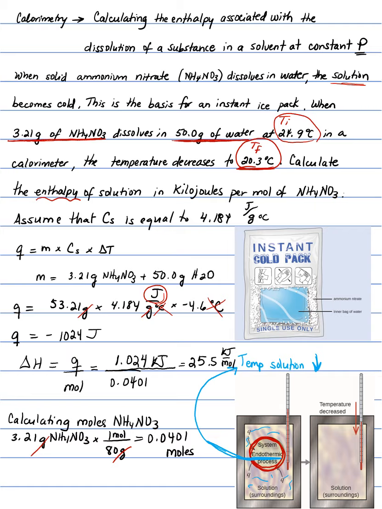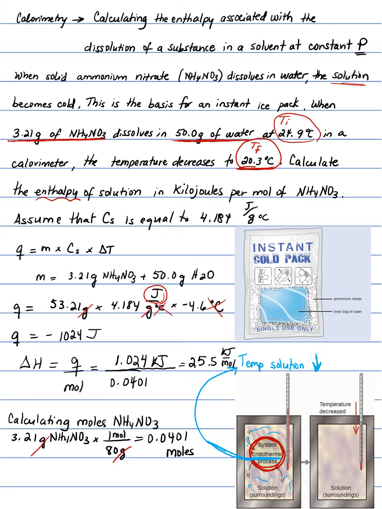So something very important here. You see, we're calculating Q first: mass times Cs times delta T. That number for Q is a negative number because your temperature is decreasing. That's the temperature for the solution. Now, when we're calculating the delta H, we're using Q, right? Again, the Q that we just calculated, divided by the number of moles, because the problem is asking you to find enthalpy in kilojoules per mole of ammonium nitrate.